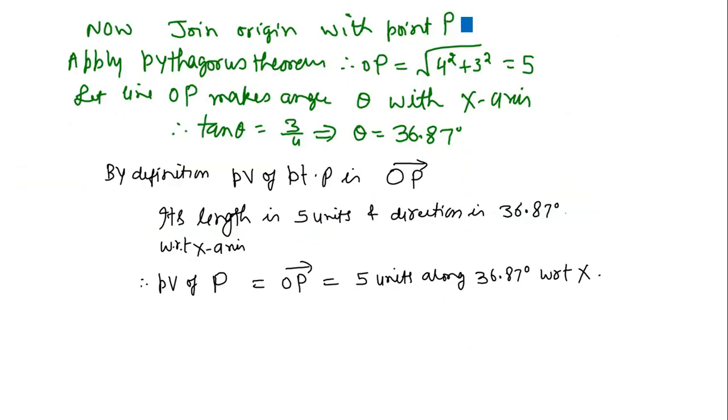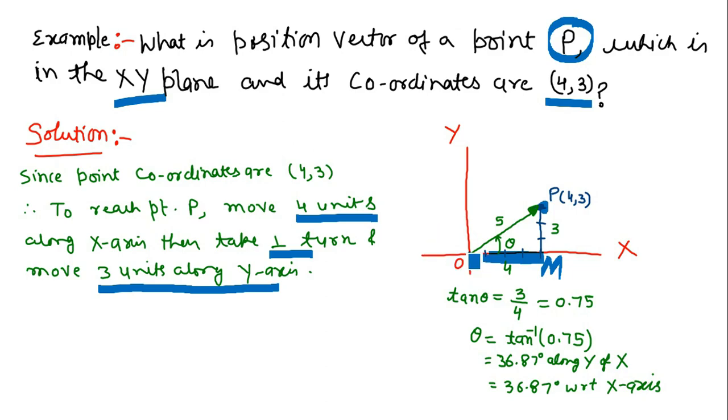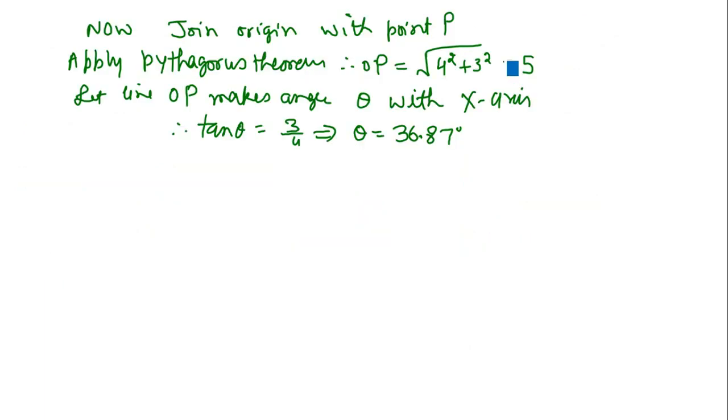We know that a vector has magnitude as well as direction, and we also know that the magnitude of a vector is represented by the length of the vector. So in order to find the magnitude of this position vector OP, we have to find the length OP, and the direction will be given by this angle theta. Since triangle OMP is a right angled triangle, we can apply the Pythagoras theorem to find the length OP. After applying it, we can see that the length OP will be 5 units.